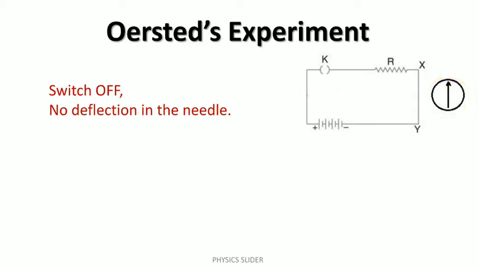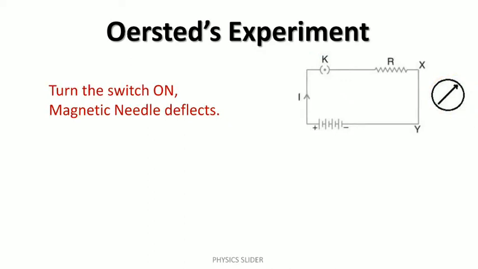But as we turn this switch on, the magnetic needle will deflect like this. Turn the switch on, the magnetic needle deflects. Why does this happen? This is a magnetic compass in which there is a magnetic needle. A magnet can only be deflected when it comes near another magnet, but I cannot see any magnet here, but I see a wire XY which is carrying the current.